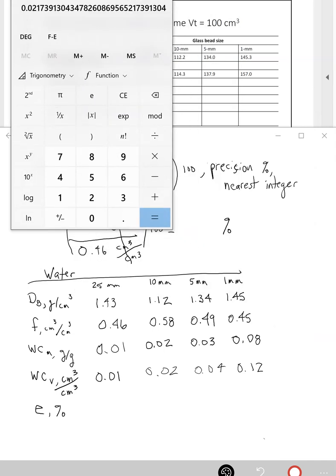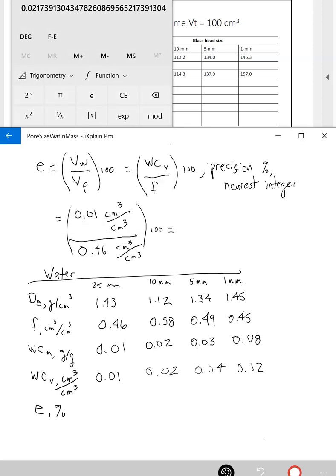So, I've got to write this out for this next step. I got 0.20217 multiplied by 100 is equal to 2.17%, but we're rounding to the nearest integer, so 2%. I've done this one. You do the others. Pause this one for a moment, do the others, and we'll come back together.